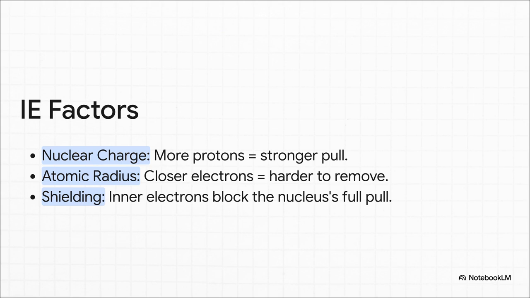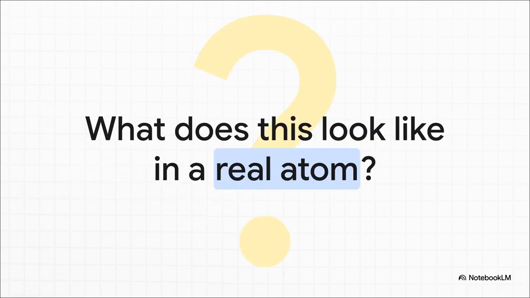First, the nuclear charge. The more positive protons you have in the nucleus, the stronger the pull on the electrons. Second, the distance. Electrons that are closer to the nucleus are way harder to remove. And finally, something called shielding. Inner layers of electrons can actually block some of the nucleus's pull from the outer electrons, making them easier to pluck off. Okay, that's all the theory.